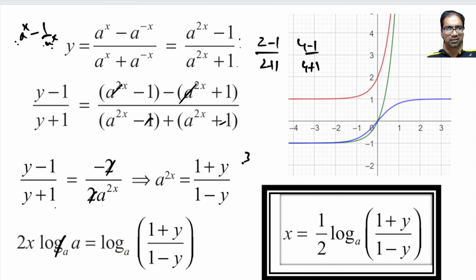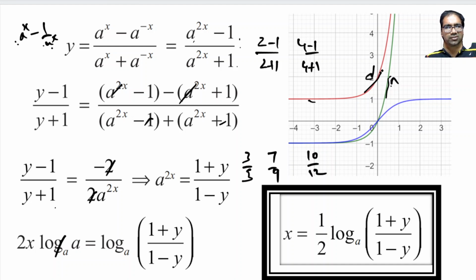For example, 3 by 5, 7 by 9, or 10 by 12, whatever. And a^2x itself is a continuously increasing function. So what does that mean? The numerator is something like this. It is always 2 lesser than the denominator. This is the denominator, the red one, and the numerator is this one.